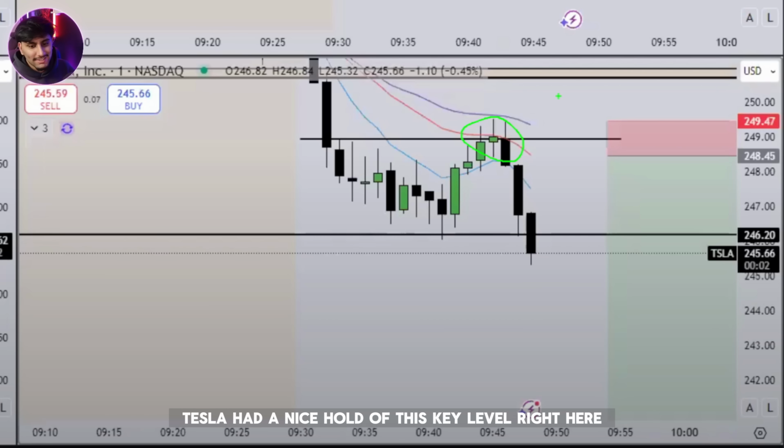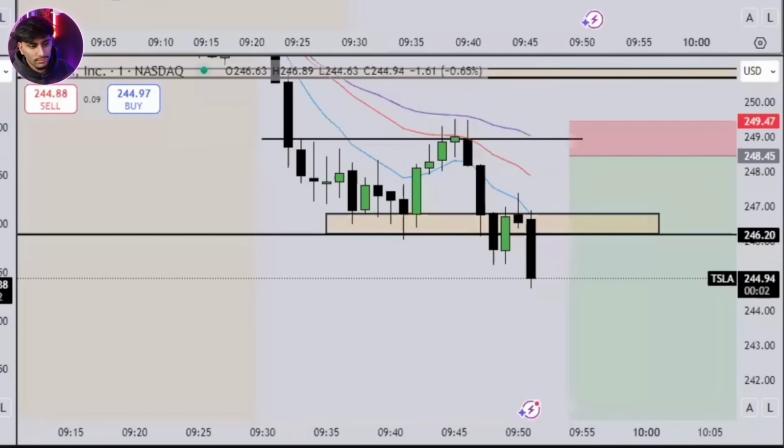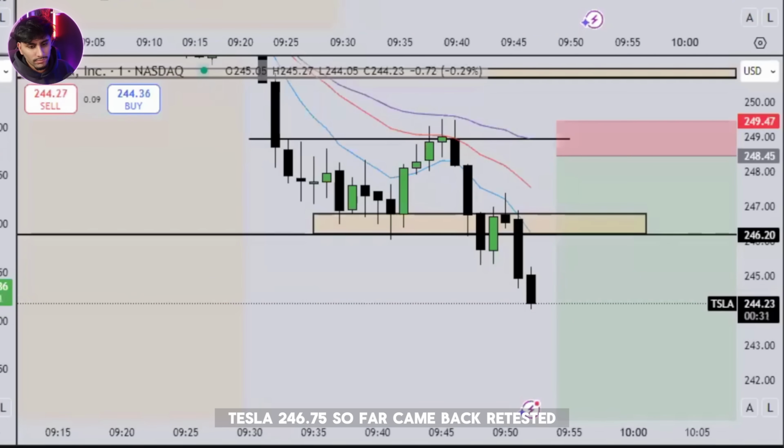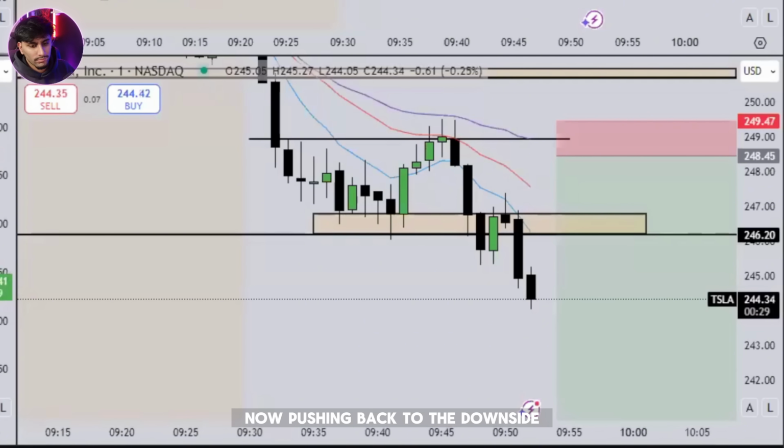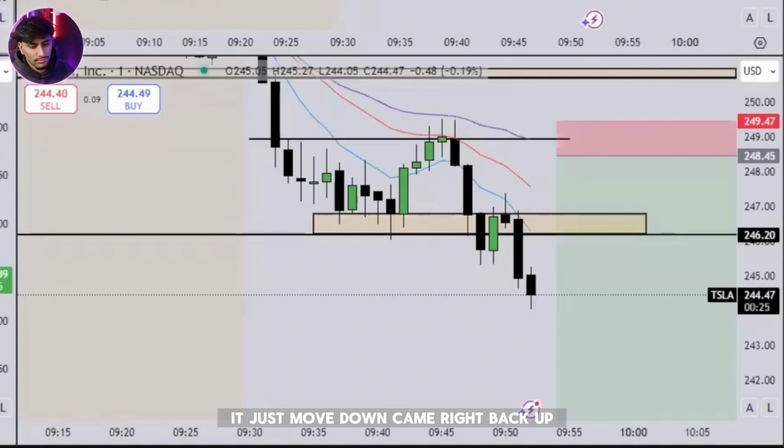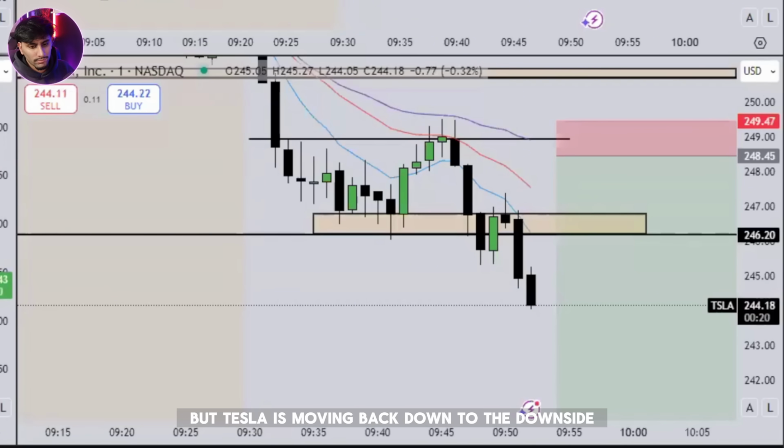So as you heard me say, Tesla had a nice hold of this key level right here. And now what we're waiting for is the break below, retest, and then continuation down on Tesla. So let's see exactly how I played out this trade. Tesla 246.75 so far, came back, retested, and now pushing back to the downside. We didn't get displacement on that retest. Really, it just moved down, came right back up with no displacement there whatsoever. But Tesla is moving back down to the downside.